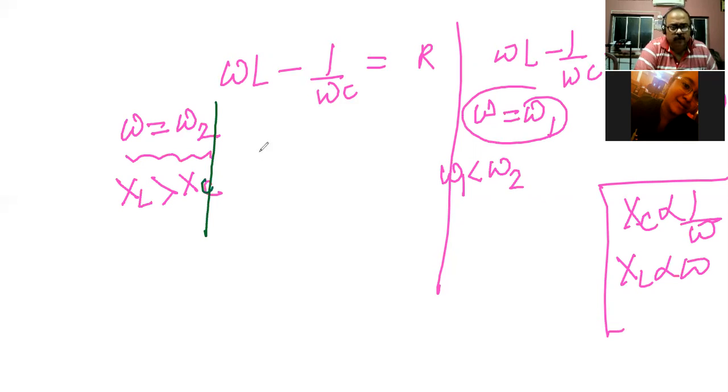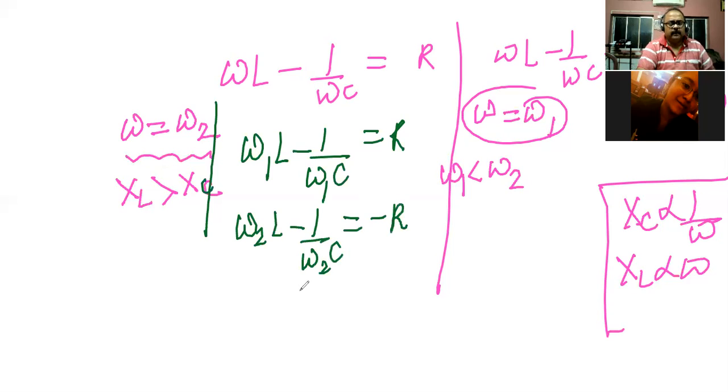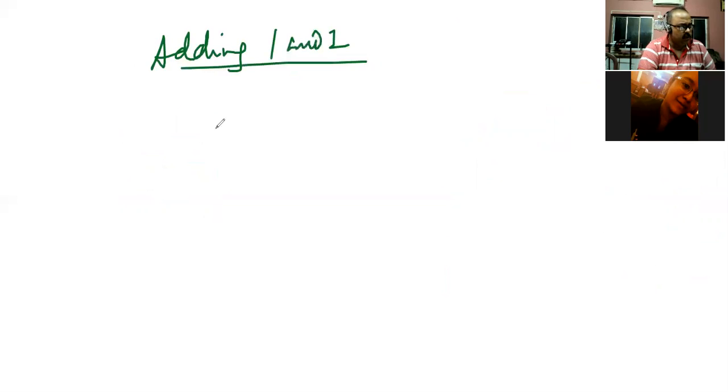So if I put the value over here, this is omega 1 L minus 1 by omega 1 C, and this will be equal to R. And if I put the value over here, this will be omega 2 L minus 1 by omega 2 C, and this is equal to minus R. So these are the two equations we have got: equation 1 and equation 2. So if I just add 1 and 2, what shall you get?